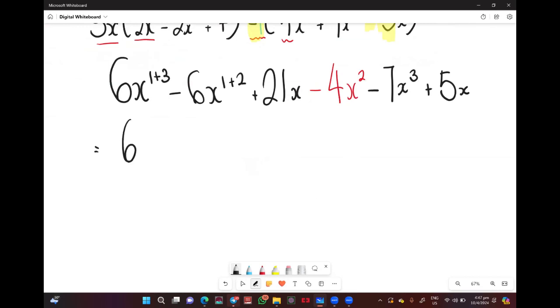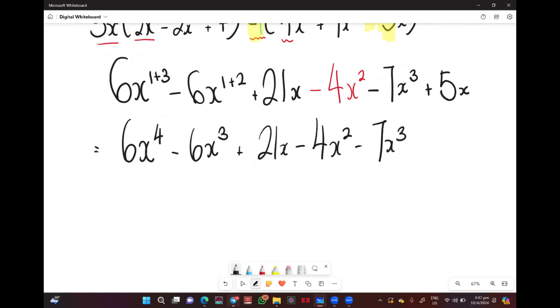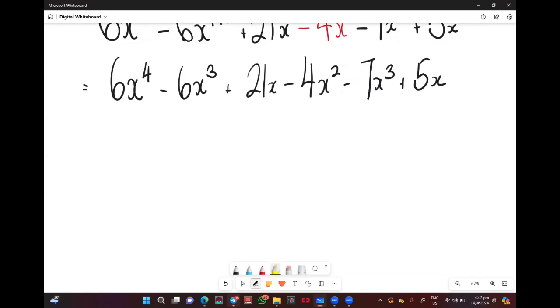Now, over here, we solve it. 6x to the power of 4 minus 6x to the power of 3. That means they are different. Plus 21x minus 4x squared minus 7x cubed plus 5x. Same family, sit together. Do we have any other? No. Nothing, right? X to the power of 4, any? Nothing.